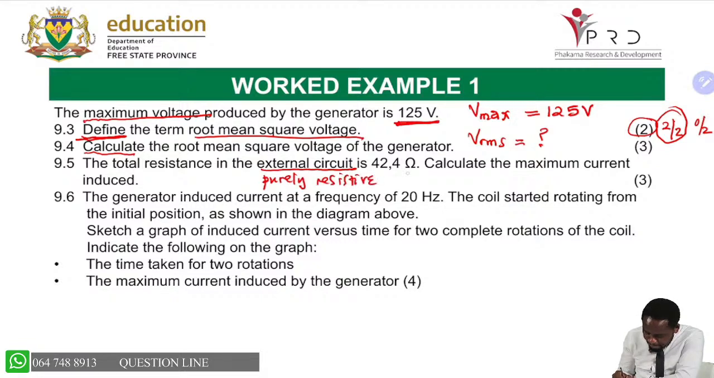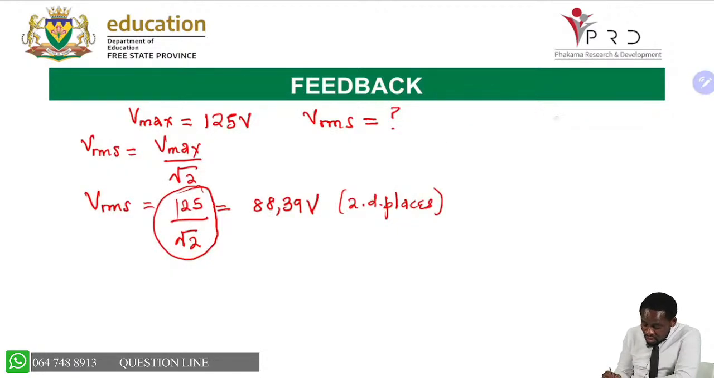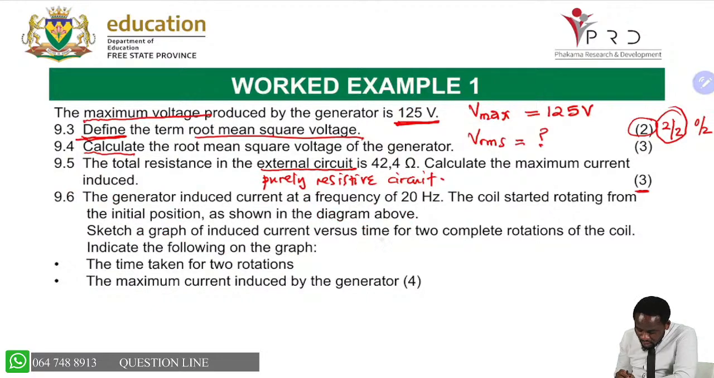Take note, this is what the exam guide says. The total resistance R is equal to 42.4 ohms. Calculate the maximum current. There we are. Okay, 3 marks: formula, substitution, answer. Okay, we are looking for the Imax.